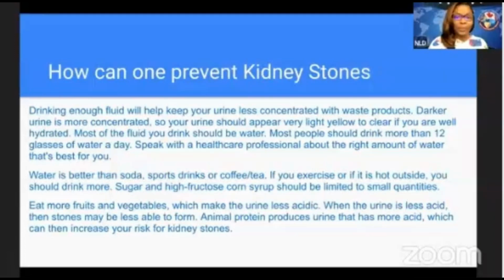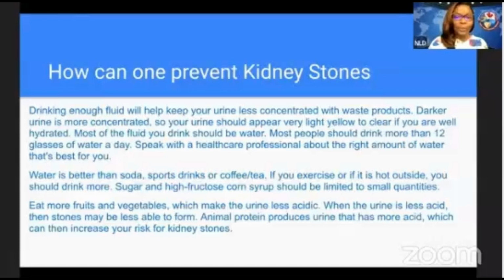Most people should drink more than about 12 glasses a day. Speak to your healthcare professional about the right amount of water that's best for you, because we all have different amounts that we can and should be drinking. Me, I'm supposed to drink a gallon a day. Nurses, sometimes that doesn't happen. Water is better than soda, other drinks, or coffee and tea. Or if it's hot outside, you should drink more.